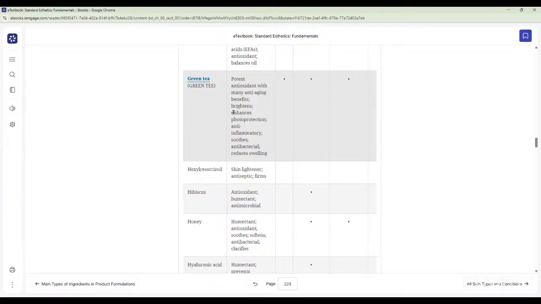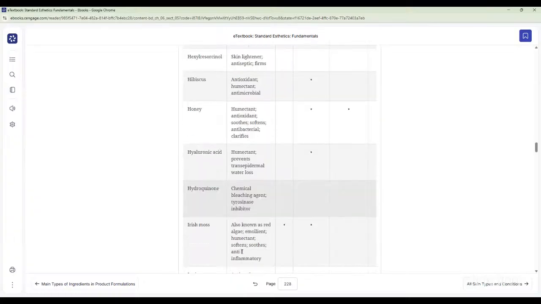Okay. Honey is always amazing. You can never go wrong with honey. You have honey cream, honey powder, honey gel, honey cleansers. Honey is a humectant. Anytime you add to it, it's going to allow the moisture to stick to the skin. Okay, it soothes, it softens, and it's antibacterial and it clarifies. So it's used as a cleanser. It's just an amazing cleanser.